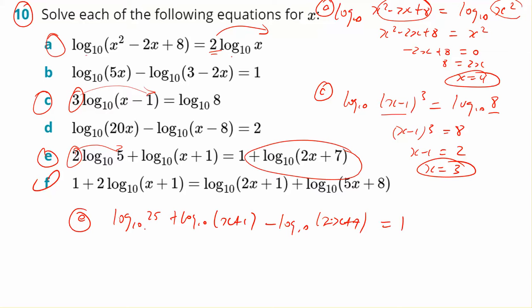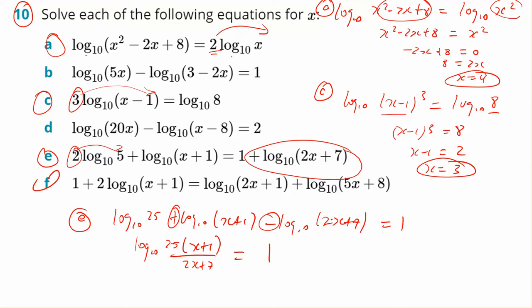Okay, so I can combine all 3 logs together. So log base 10 of 25 would be multiplied by x plus 1, because we're adding the logs, you can use the log law of multiplication of the inside. And then you're subtracting here, so you're dividing by 2x plus 7. Okay, and that equals 1.